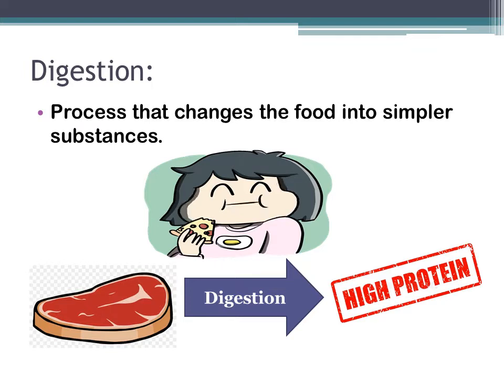Again, meat by digestion process changes into proteins. So proteins is the simpler substances of meat.